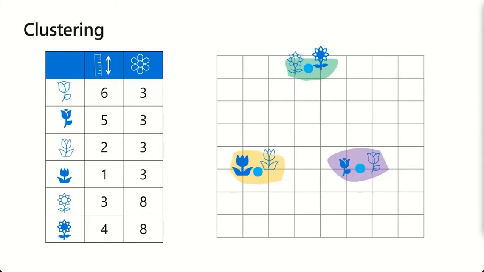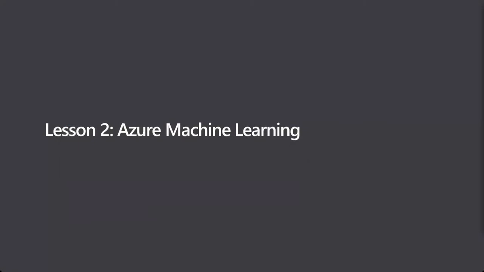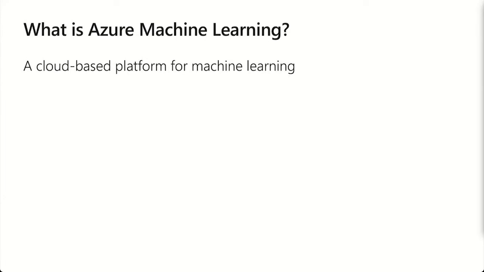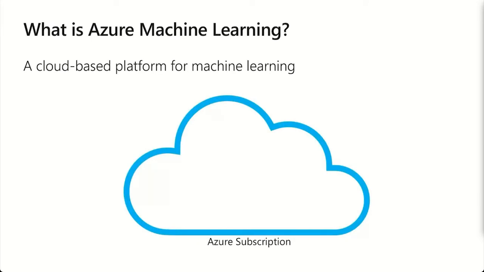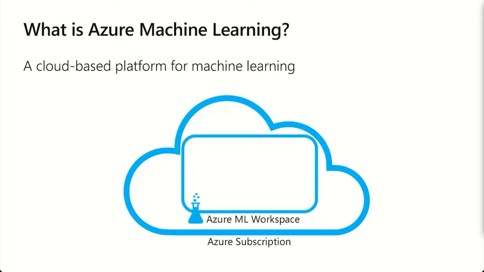And with that, let's go to our second lesson of this module. In this lesson, we'll be talking about Azure Machine Learning, and what is Azure Machine Learning? We'll look at automated machine learning, and we'll look at the designer. But first, what is Azure Machine Learning? Well, simply said, it is a cloud-based platform for machine learning. To use Azure Machine Learning, you'll need an Azure subscription. Otherwise, you won't be able to use anything. And in that subscription, you can create an Azure Machine Learning workspace. A workspace is a logical container for resources you need to manage for your machine learning projects.